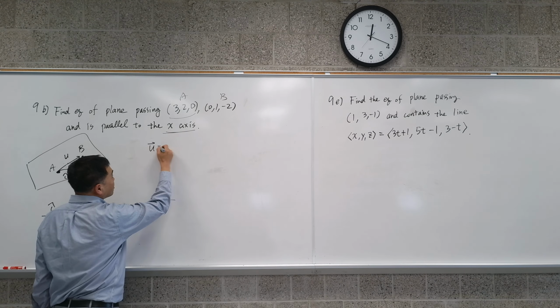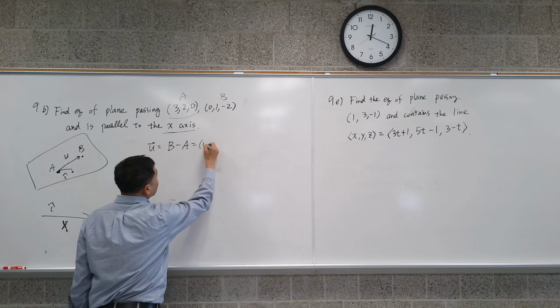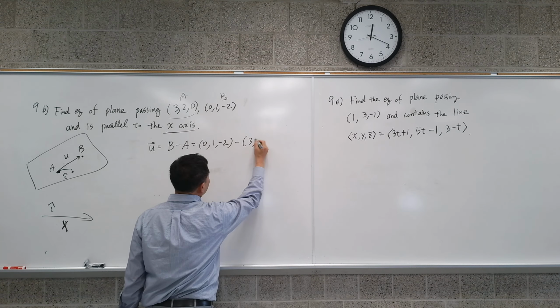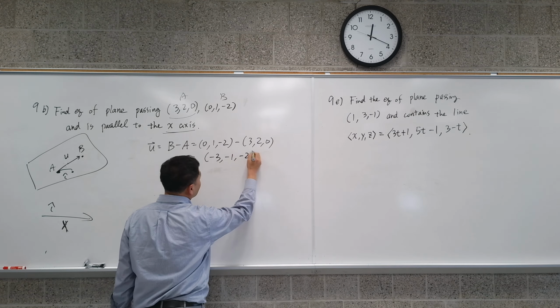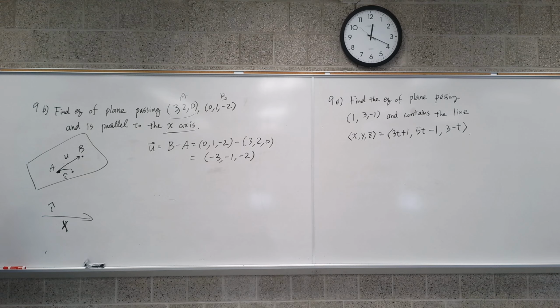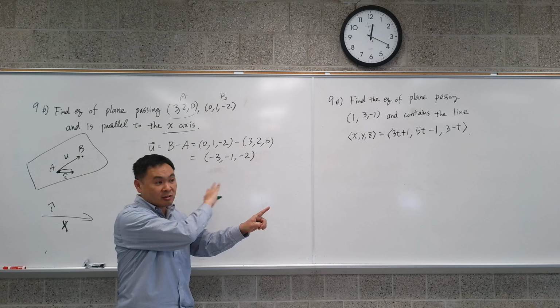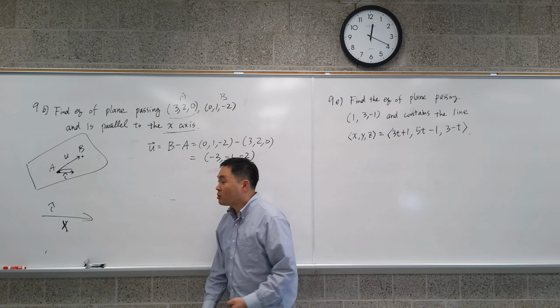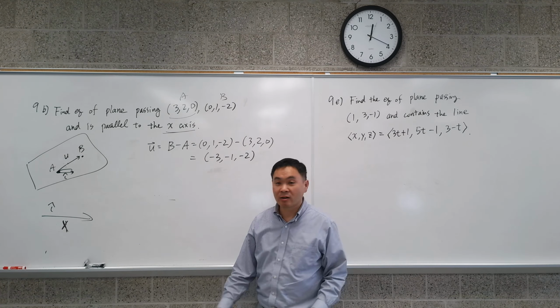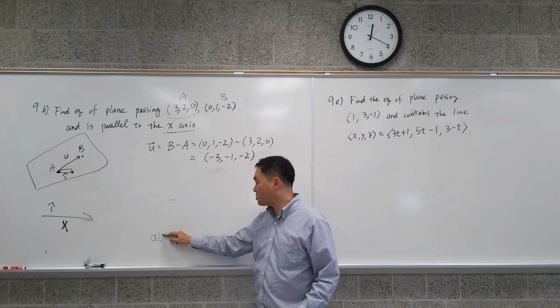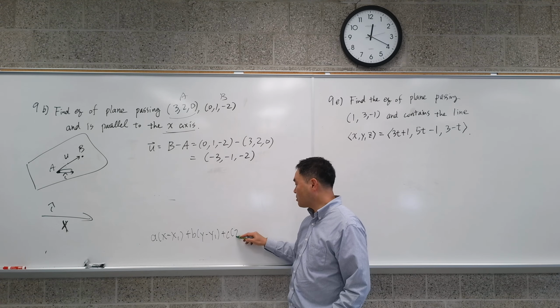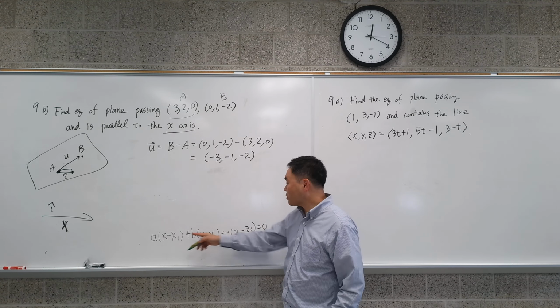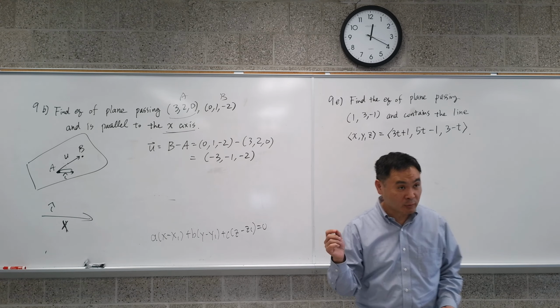What is vector u? Vector u is terminal minus initial. So (0, 1, -2) minus (3, 2, 0), and that gives you (-3, -1, -2) as another vector. And I like this because if you have 2 vectors that are embedded in the plane, what's the equation of the plane? The equation of the plane is a times (x minus x1) plus b times (y minus y1) plus c times (z minus z1), right? Where (x1, y1, z1) is any point on the plane.